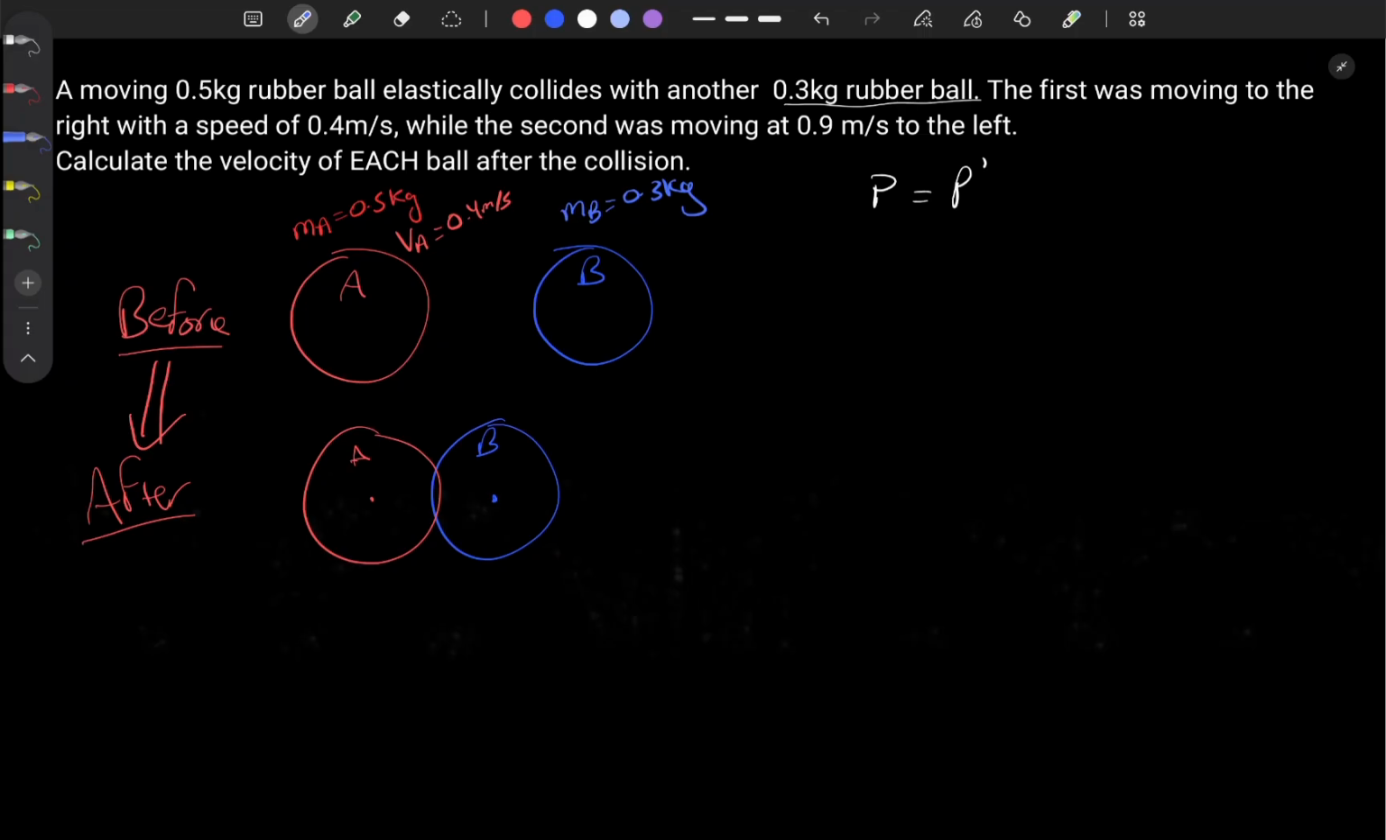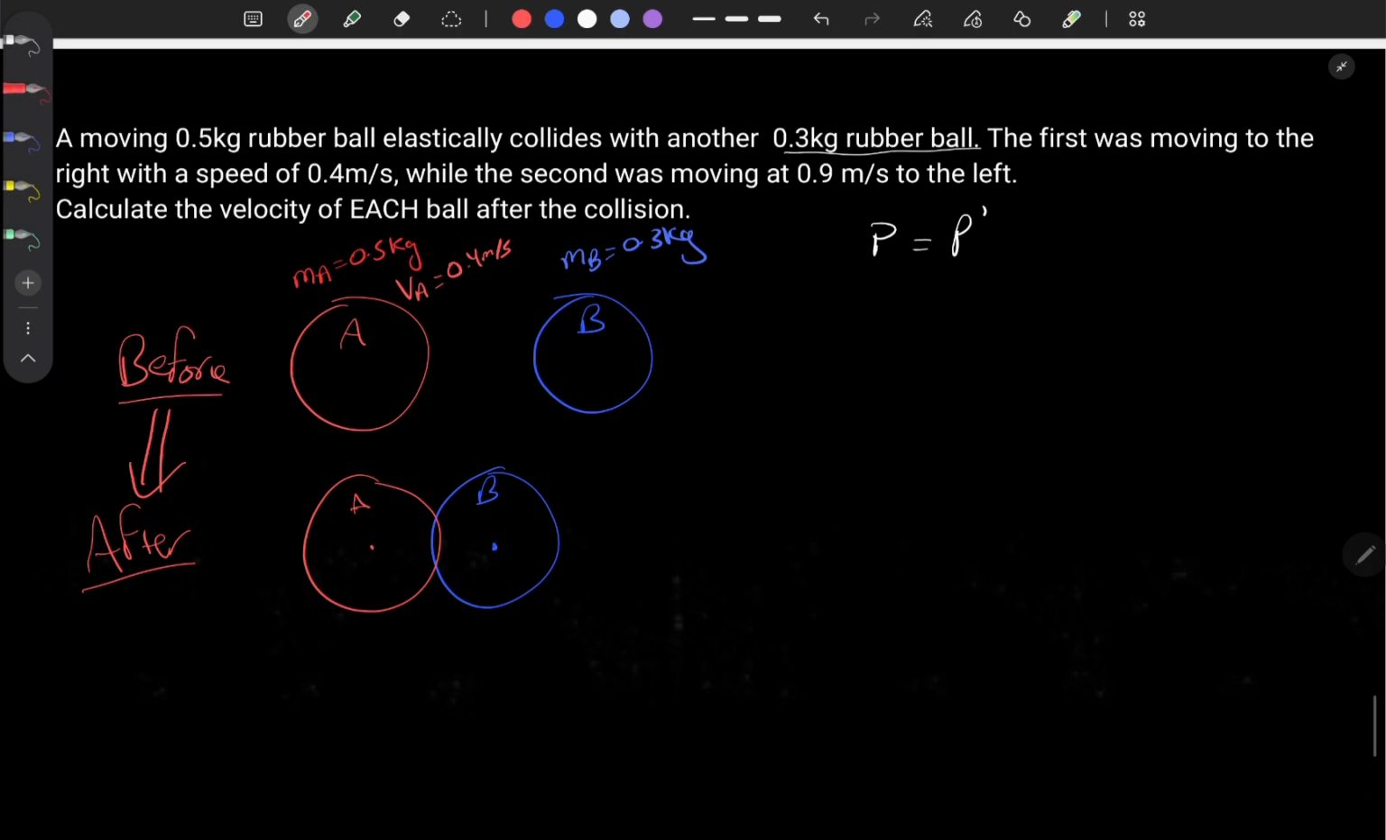So first we're going to make sure that we're indicating the directions properly. So object A was moving to the right, while object B was moving to the left. And that means VB is equal not to 0.9 meters per second, but rather negative 0.9 meters per second. And I remind you why. That's because when you're going in the opposite direction, if you take the positive direction as towards the right, then anything going to the left has to end up being negative. So we say that VB is negative 0.9 meters per second.